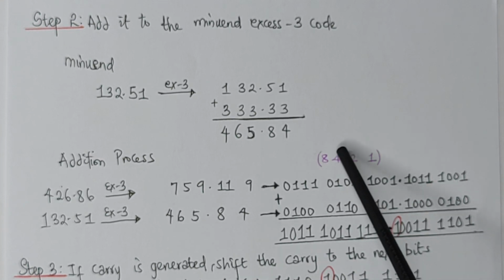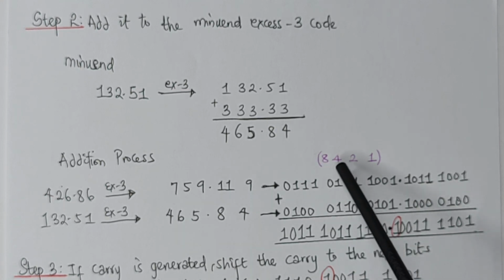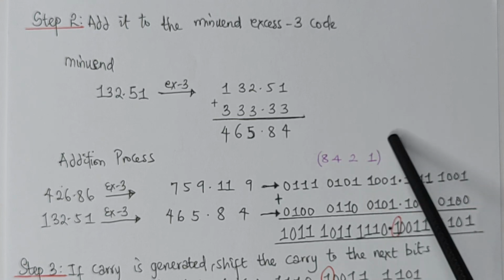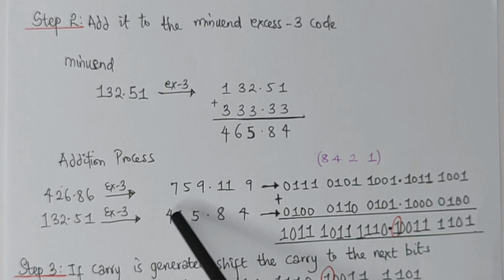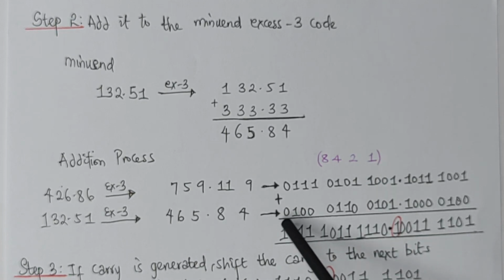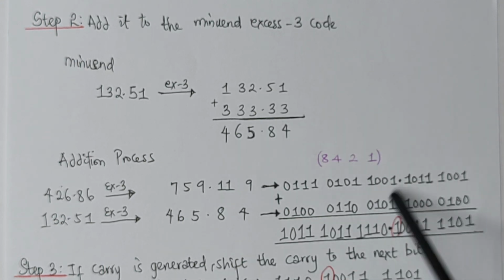For 5, what will make up 5? Just like we've done here, it is 0, 1, 0, 1. For 6, it is the summation of 4 and 2. So that tells us that this will be turned on, the rest will be off: 0, 1, 1, 0. And for 4, we're going to have the same as 0, 1, 0, 0.